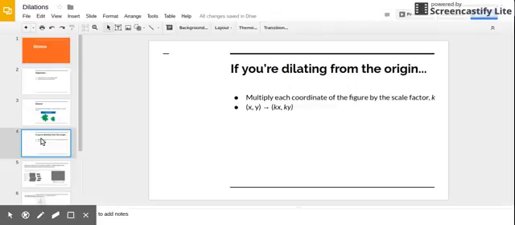If you're dilating from the origin, you will multiply each coordinate of the figure by the scale factor k. In other words, you take an ordered pair, x, y, take each coordinate and multiply it by whatever your scale factor is. So in this case, we're going to call our scale factor k.